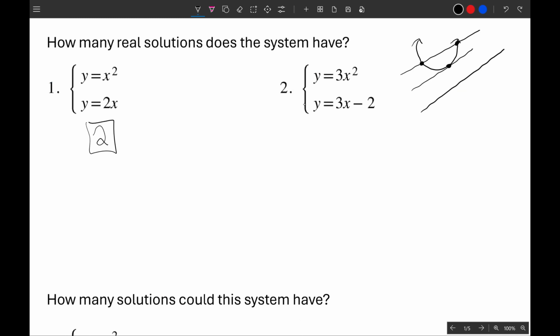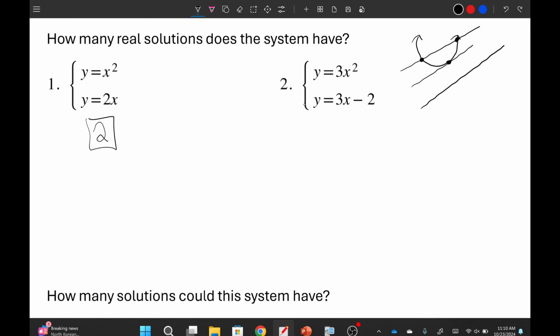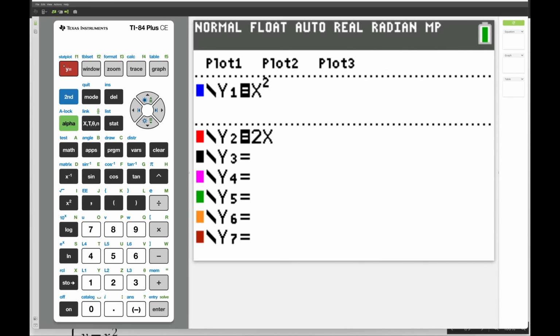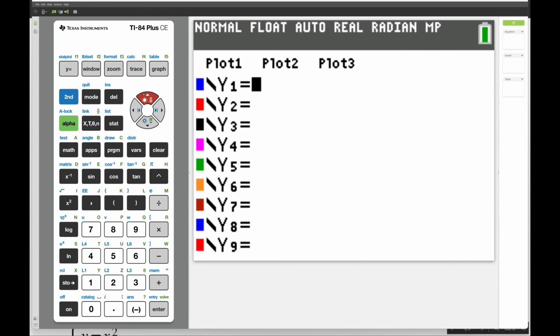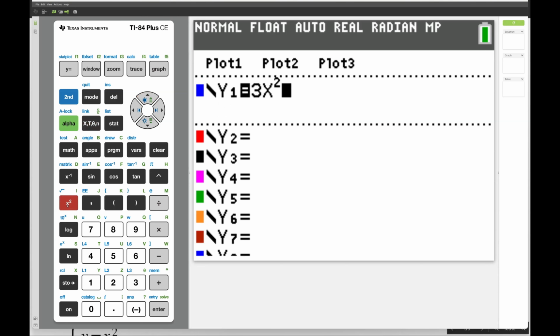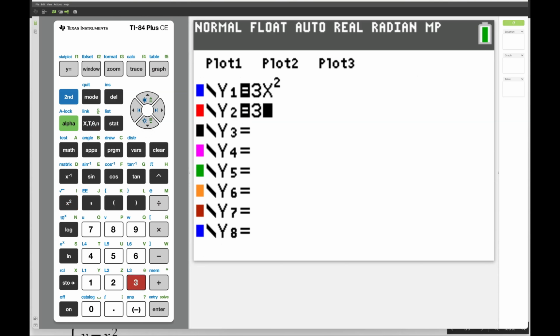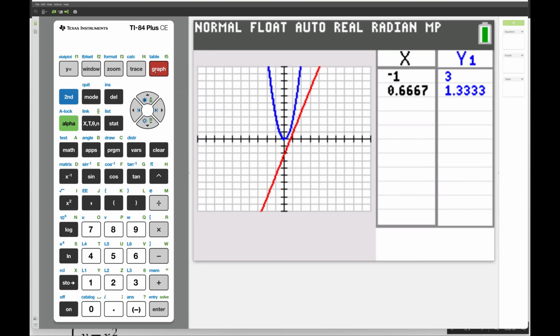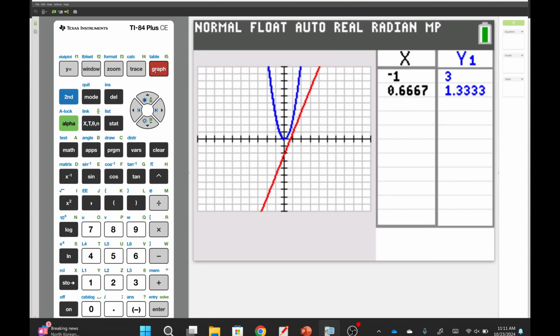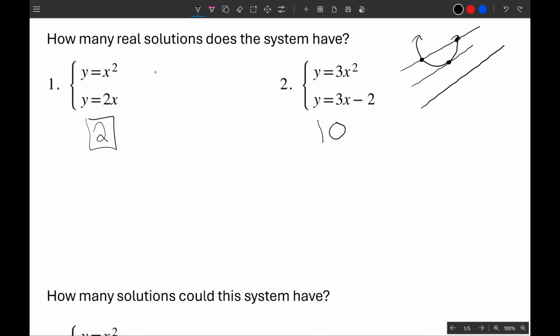All right, let's take a look at the second one. We'll go in, change our equations out. So we have 3x squared, and we have 3x minus 2. Now, as you can see, these two do not cross at all, so this would have 0 solutions.